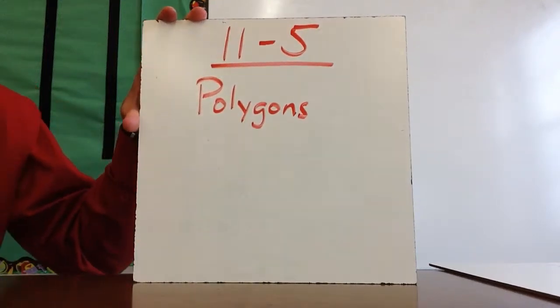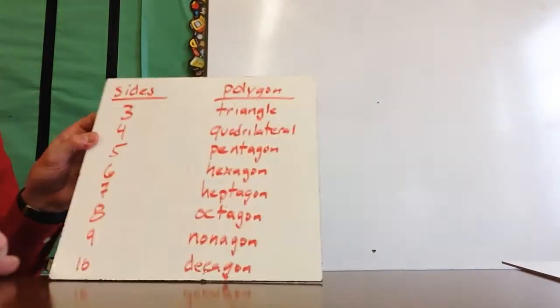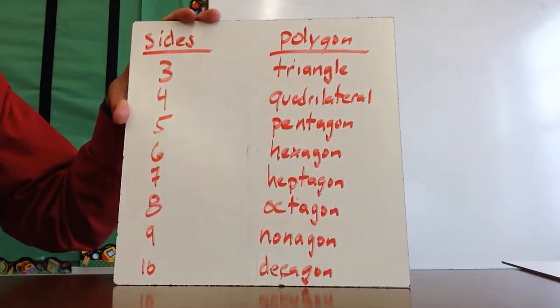This video will discuss chapter 11.5, Polygons. So a couple of slides I probably ought to have you write down. This first one is going to talk about the number of sides and the name of the polygon.